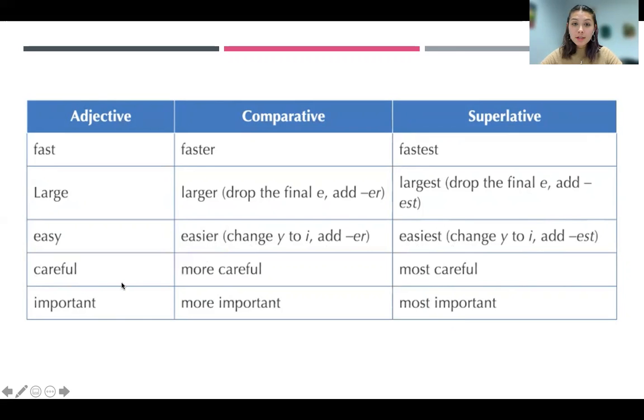Words that have multiple syllables, that's when we add in the more in front. So we don't add the ER to the end. You wouldn't say more carefuler. You only do one or the other. You either add the ER or you say more in front. So careful becomes more careful. And the superlative form of that becomes most careful.